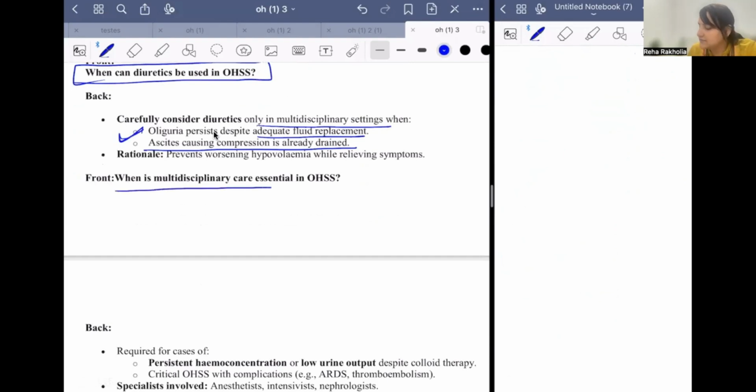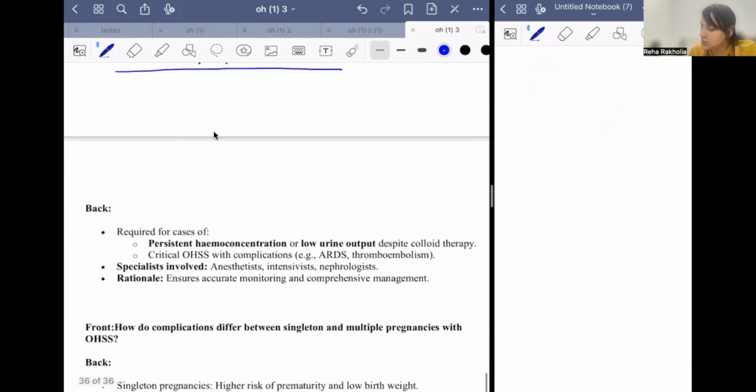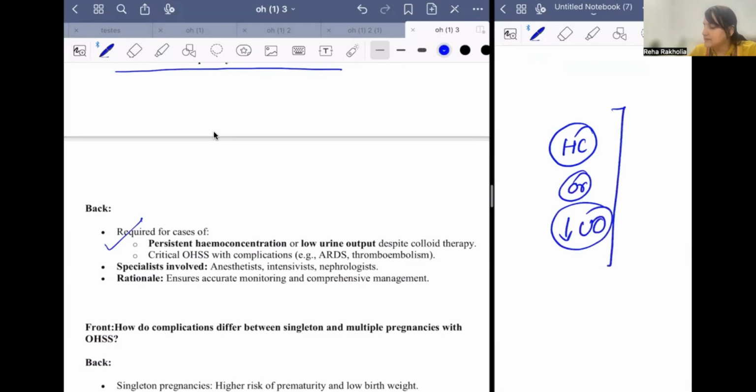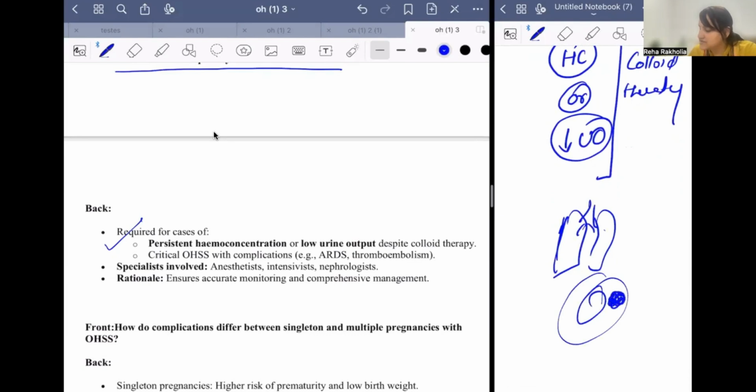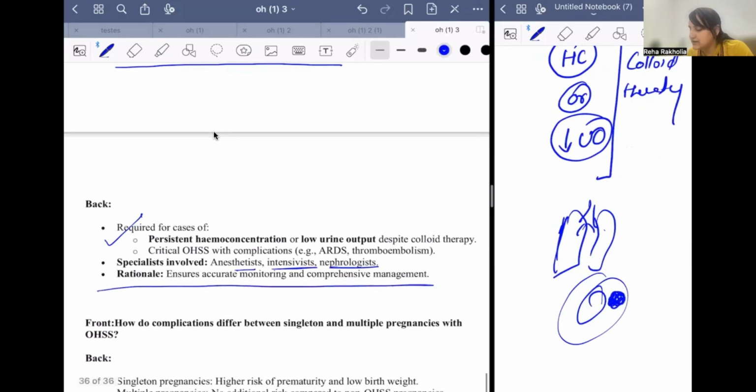When is multidisciplinary care essential in OHSS? It is required for cases like persistent hemoconcentration or low urine output despite colloid therapy, and critical OHSS with complications like ARDS and thromboembolism. Specialists involved are anesthetists, intensivists, and nephrologists. The rationale is to ensure accurate monitoring and comprehensive management.